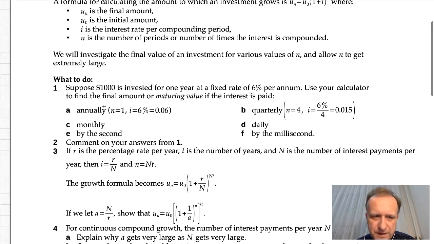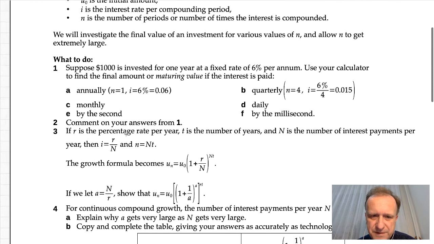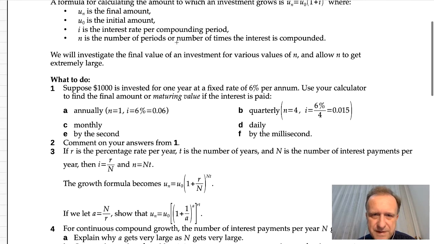Use your calculator to find the final amount of maturing value if the interest is paid. And now we have 6 different scenarios. So in the first scenario, the interest is paid annually. So it means that the number of periods that the interest is compounded is just 1, and the interest rate per compounding period is 6%, which is then converted to a fraction, 0.06. Okay, now I will not use the calculator in this, but instead I will try to work with Geogebra.